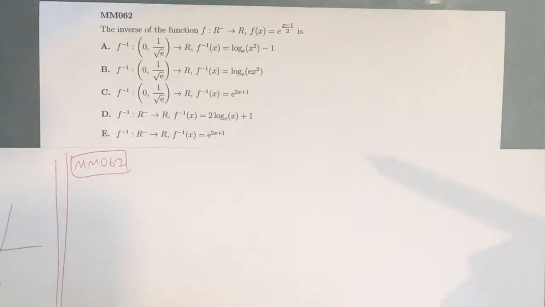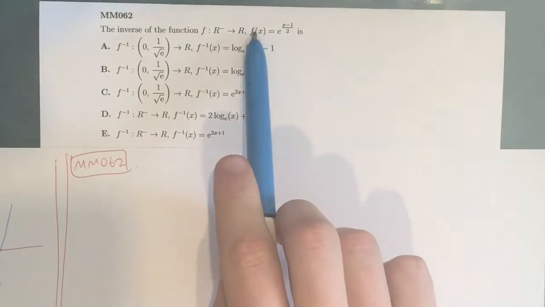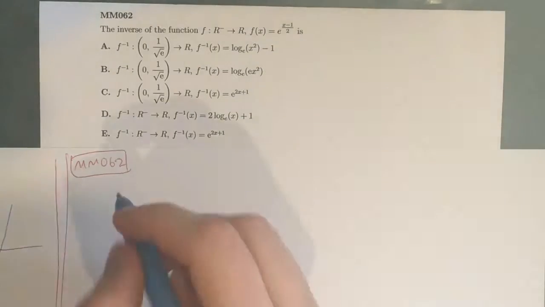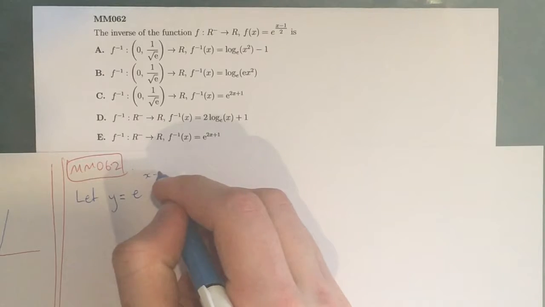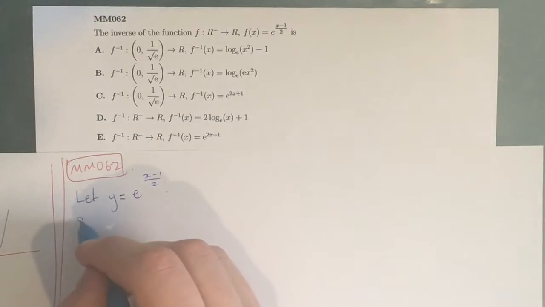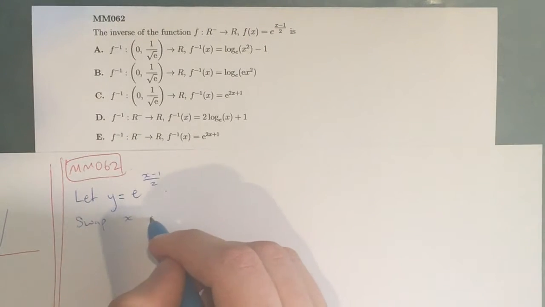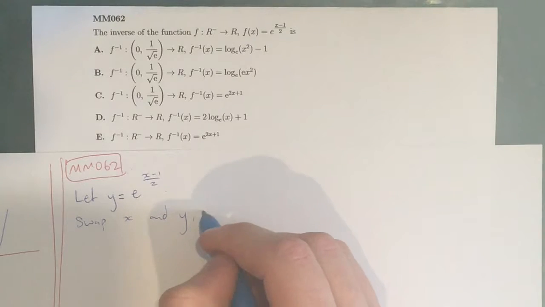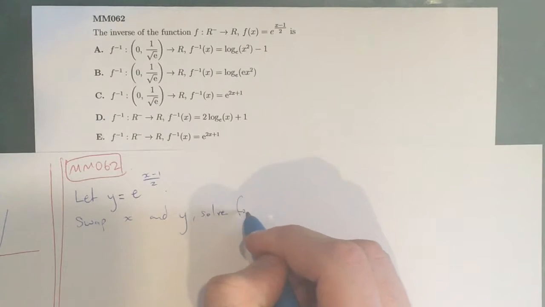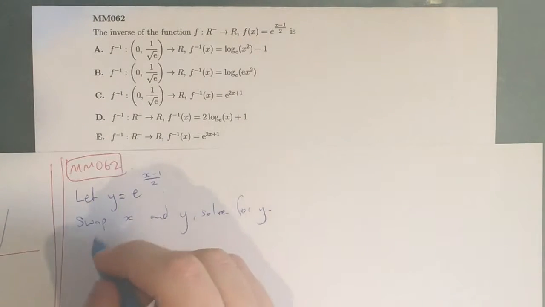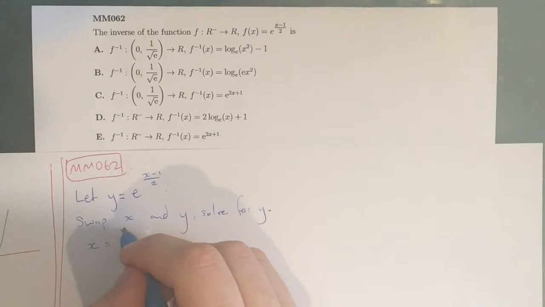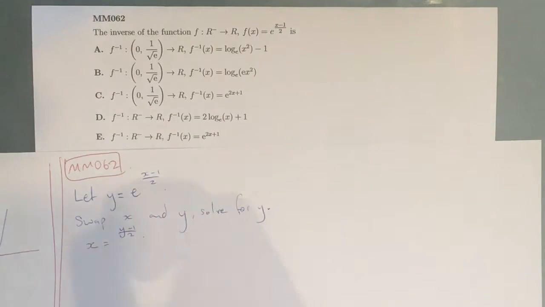As I've mentioned before in a couple of previous videos, the way that we find an inverse is by swapping x and y in the original equation and then solving for y. So let's let y equal e to the power of x take 1 over 2. And like I've said before, in short answer, we need to say swap x and y, solve for y, because if we don't say that, we're just creating a random new function. So let's swap x and y and then solve for y.